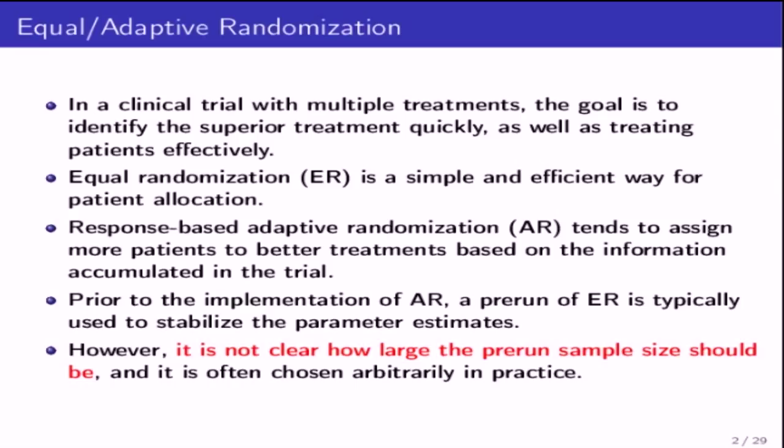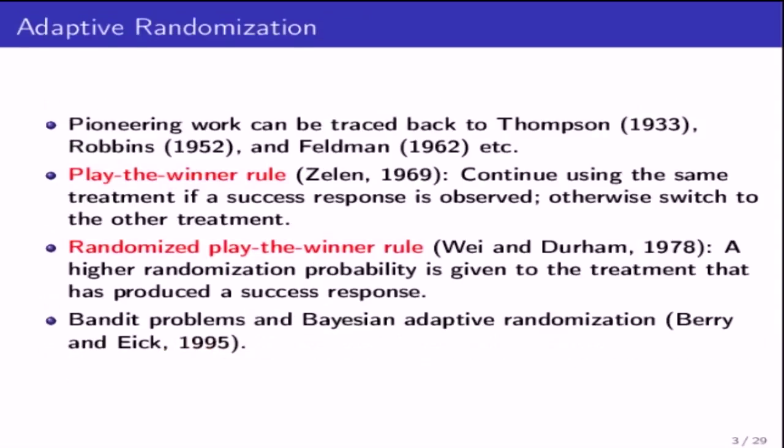Before you can implement adaptive randomization, typically a pre-run of equal randomization is used because you want to stabilize the parameter estimates before you apply the real-time adaptive randomization. But the question is, it's not clear how many subjects you need for this ER stage, the equal randomization stage. And typically, in practice, it's also often chosen arbitrarily. So that's one question I'm going to address.